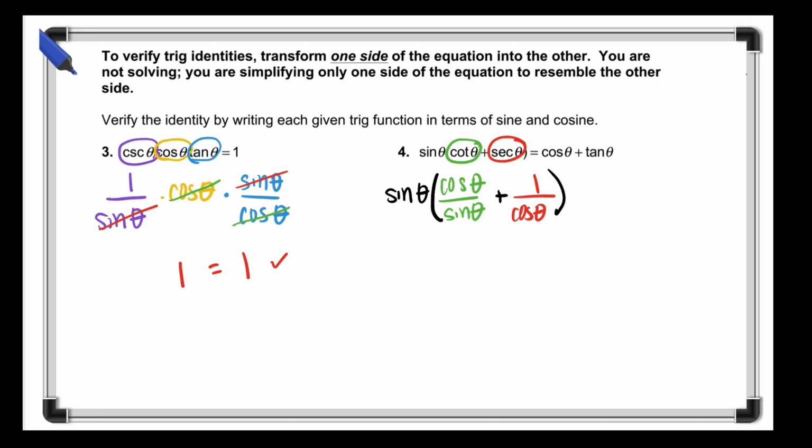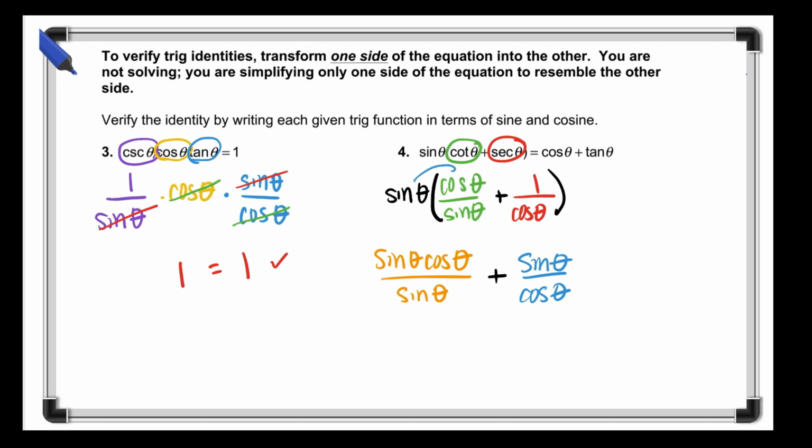I can go ahead and multiply, right? So I have sine theta cosine theta over sine of theta plus, I'm going to do sine of theta over cosine of theta.